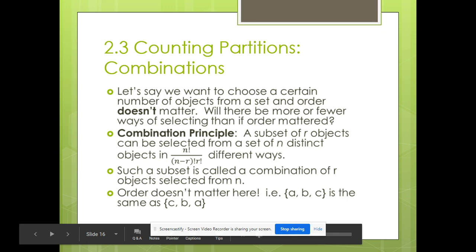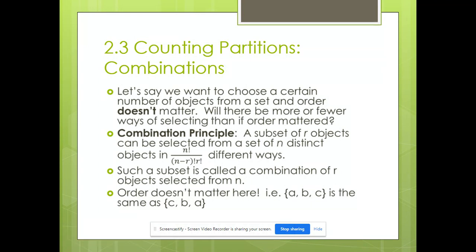All right, here we go. 2.3, counting partitions, which are really combinations. So we did permutations where order mattered. Now we're going to look at what are called combinations, basically where order does not matter.